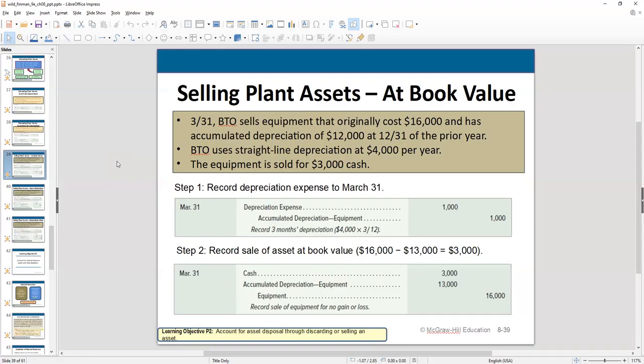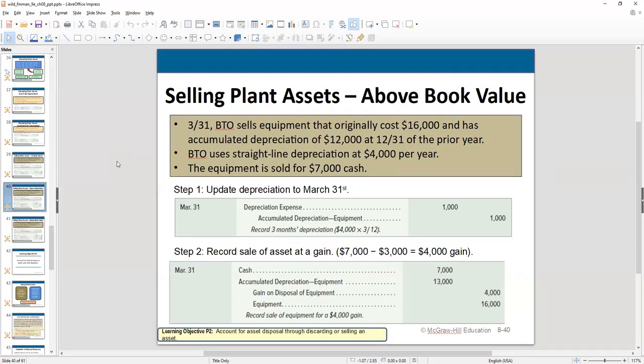Next, we have to record the cash we received. So the cash we received is $3,000. The accumulated depreciation on the equipment is $13,000, which happens to match our book value. So, I mean, there's no gain or loss. And then we're going to credit equipment $16,000. No gain or loss. We don't have to record a gain or loss on getting rid of this equipment.